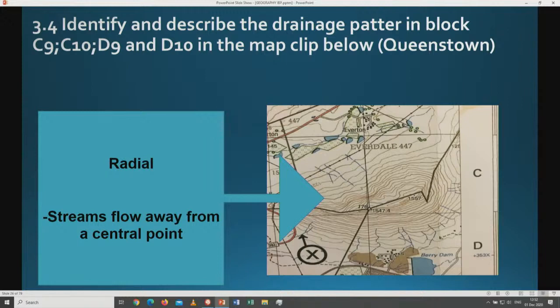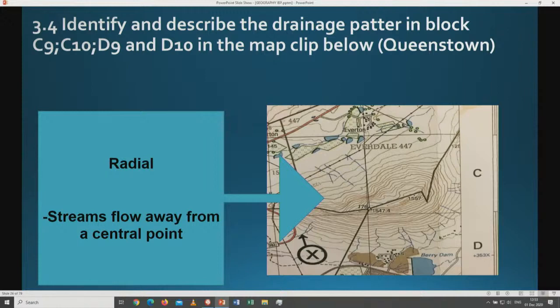And you can see there, when you look at this, now you should focus on the presentation because we don't have the map of Queenstown with us. You can see that the flow of this in these four blocks, C9, C10, D9, and D10, they are flowing outward from the central point. That is why the answer says this is a radial stream pattern, because the streams flow away from a central point.